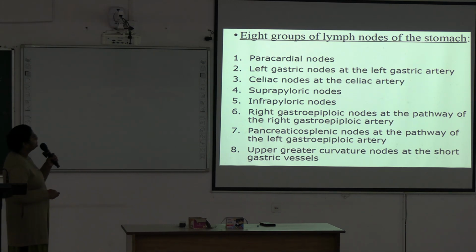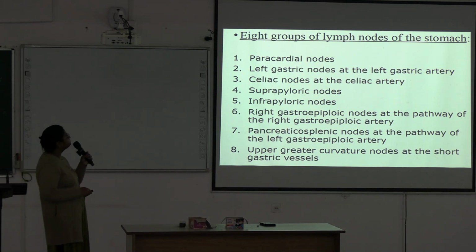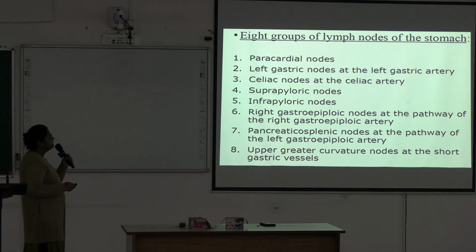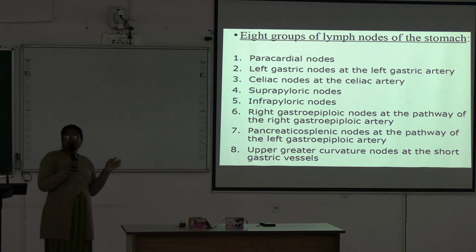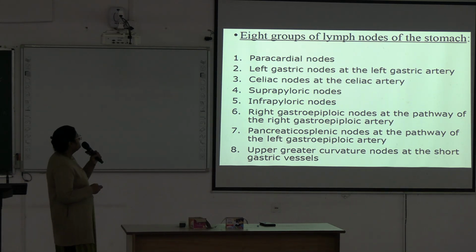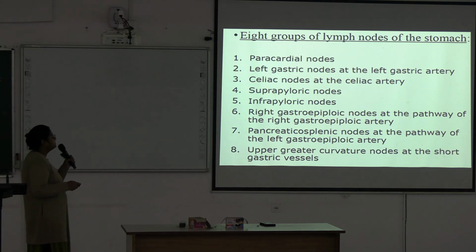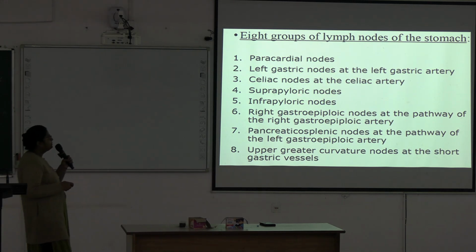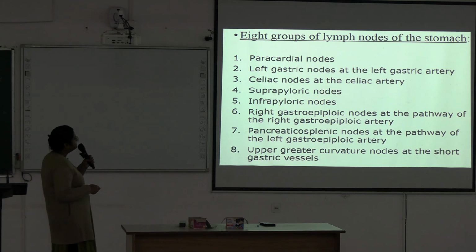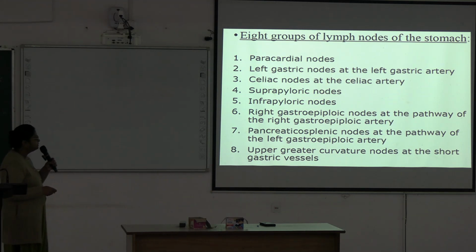Next, these are the 8 groups of lymph nodes of the stomach. 8 important groups. There are paracardiac nodes. Paracardiac nodes means they are lying around the cardiac end of the stomach. Left gastric nodes are along the left gastric artery. Celiac nodes are near the celiac artery, the celiac trunk. Suprapyloric nodes are above the pyloric end. Infrapyloric nodes are below the pyloric end. Right gastroepiploic nodes are along the pathway of the right gastroepiploic artery.